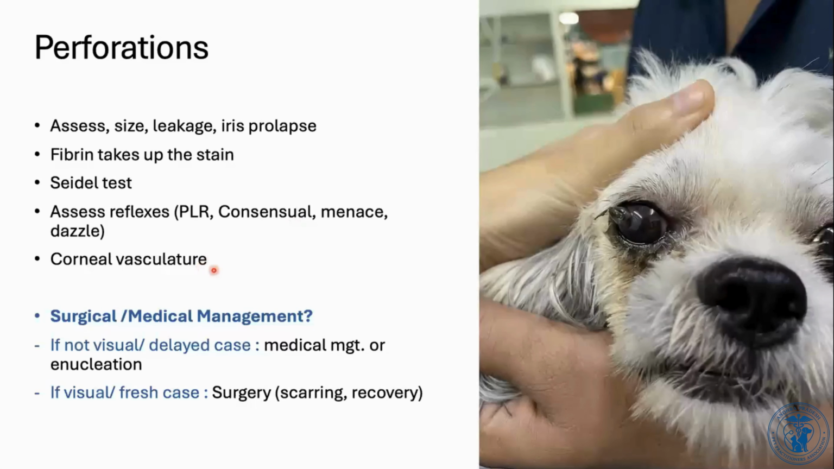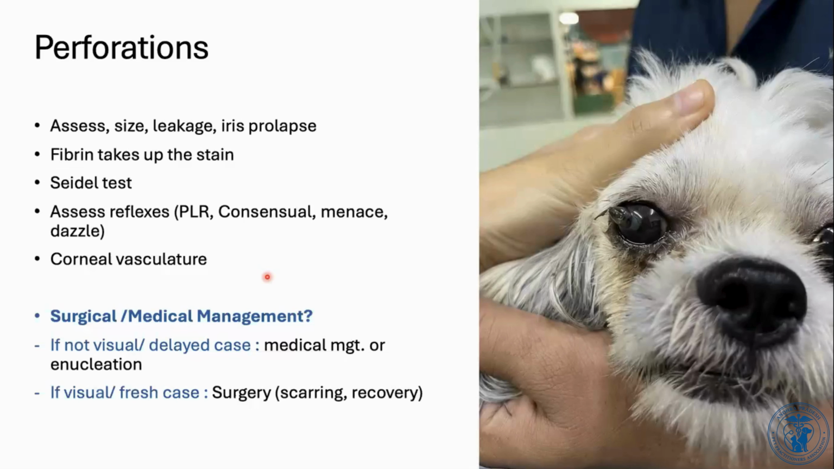And next is the corneal vasculature. So we have to assess whether vessels are present over there. Now, in case of perforations, whether we have to go for a surgery or do medical management, sometimes there's a constraint: after just hearing the name of surgery itself, the owner will be scared to hell and they won't go for it.